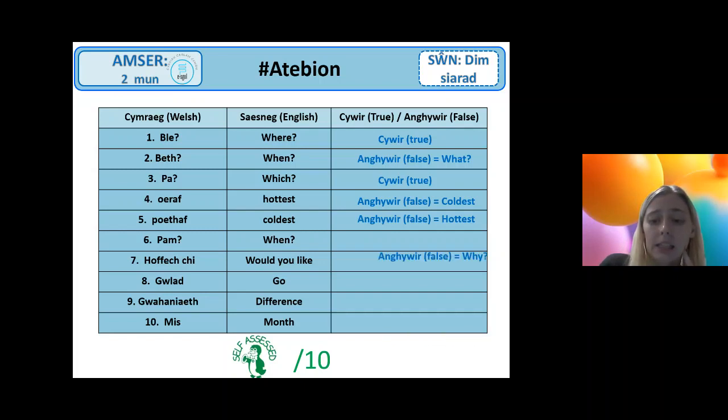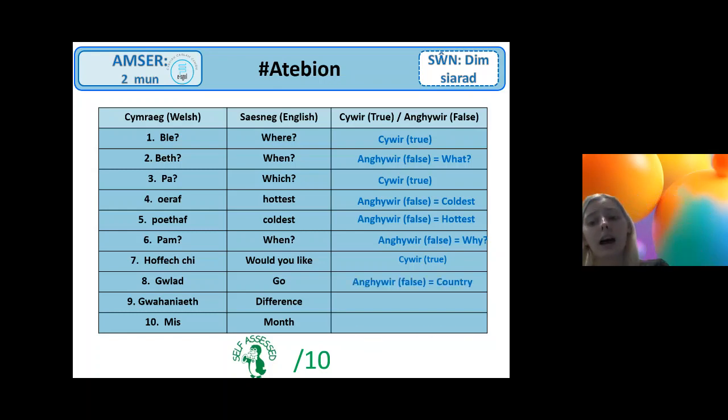Pam is anghywir, it means why. Hoffech chi is the formal version of hoffeti. So would you like? I think we've seen that today, this lesson as well. Glad, think back to the national anthem: Mae hen wlad fy nhadau, the old country, my old country. So anghywir, false. Gwahaniaeth is a useful phrase, so difference. So they might ask you the difference between two countries. And mis, always think of months of the year, is cywir, it means a month.